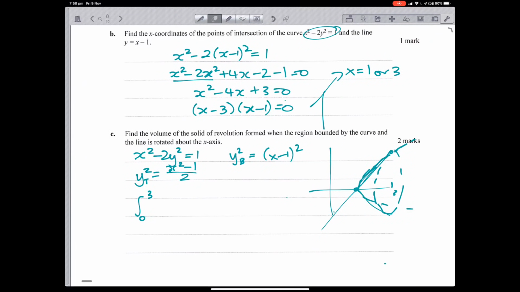No, 1 and 3. So 1 and 3. Okay, y squared, so x squared minus 1 on 2 with a pi at the front because it's volume, minus, let's expand that out, x squared minus 2x plus 1 dx.